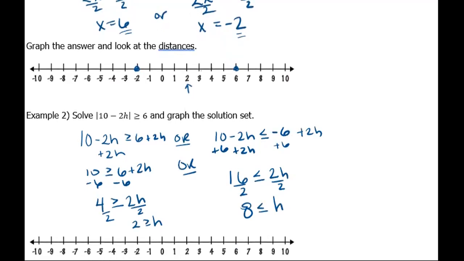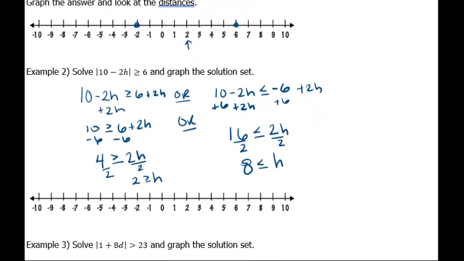So now when I graph it, I need to read them in the opposite direction. So h is less than or equal to 2. So it can be 2 or anything less than that. And h is greater than or equal to 8. It can be 8 or anything bigger.